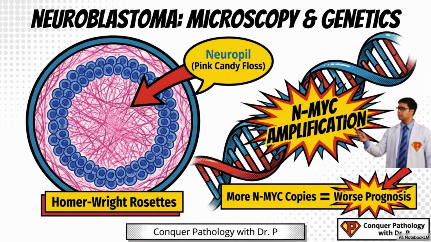The genetics determine the outcome. The gene is NMC. We look for NMC amplification. The more copies of NMC you have, the worse the prognosis. It's a direct correlation. High amplification equals high risk.